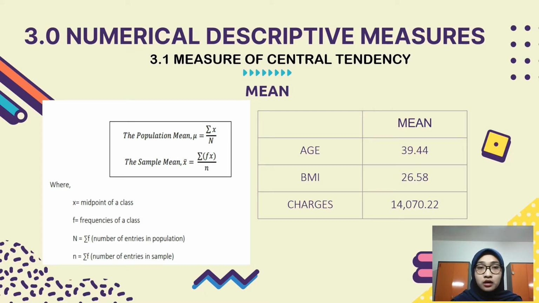I will present 3.0 numerical descriptive measures. 3.1 Measure of central tendency. A measure of central tendency is a single value that represents the center of a distribution. The three most commonly used measures of central tendency are mean, median, and mode. In the following section, we will show how the mean, mode, and median are calculated for grouped data.